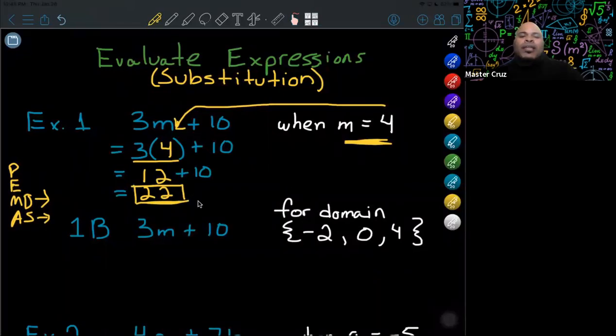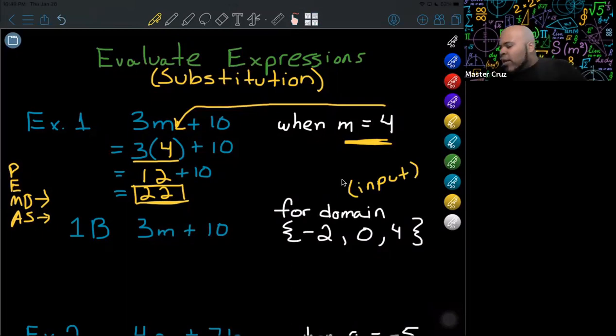So this is one way that you could see the problem, but this is another way that they could write the same problem. Example 1b says 3m plus 10, the same original expression, but they want you to simplify for domain, and then they give you numbers inside of braces. Because they're calling this the domain, meaning the input value, because that's what domain means. In case you didn't know, the word domain means input. What that means is that these are the values that we're going to input into the variable to get an output value, to get a result.